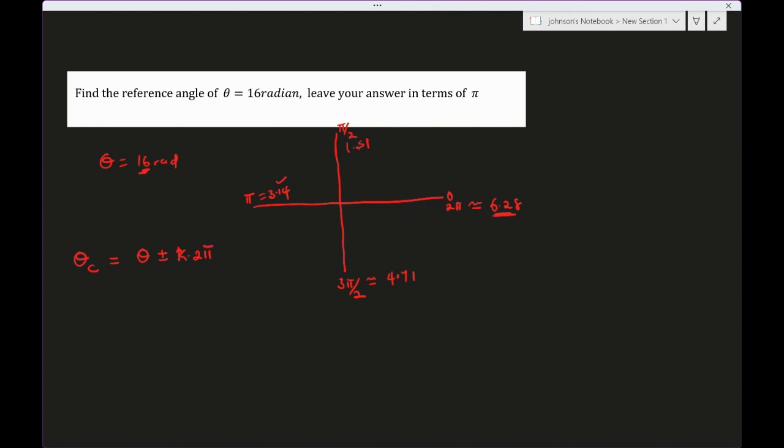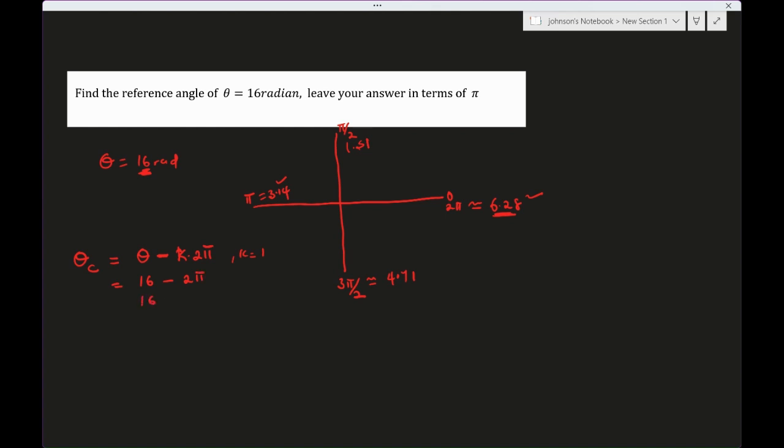Since the angle we have here, 16 rad, is bigger than this, it means we need to subtract. So we will use k to be minus. Then we need to find what k should be. Should k be 1? Should k be 2? If we take k to be 1, for example, this will be 16 minus 2 pi.